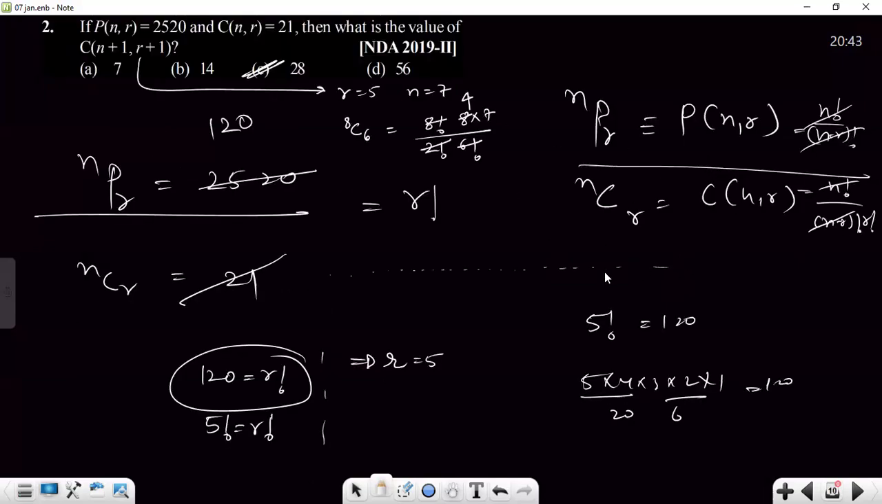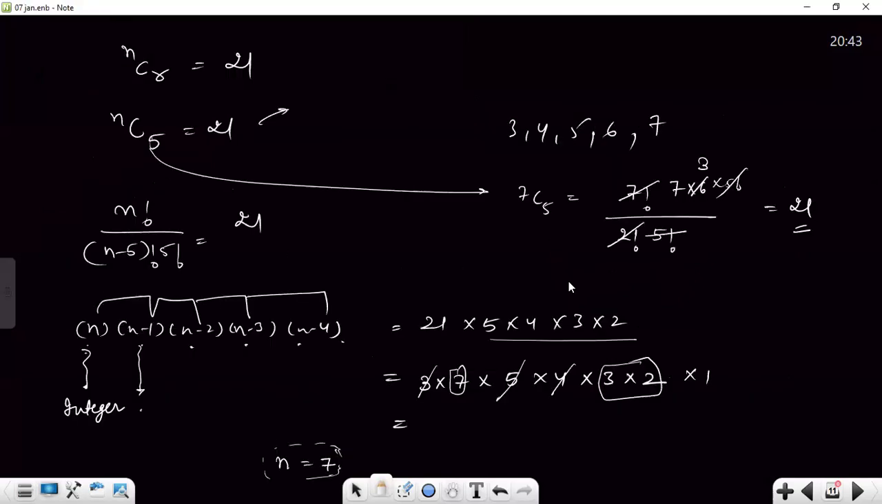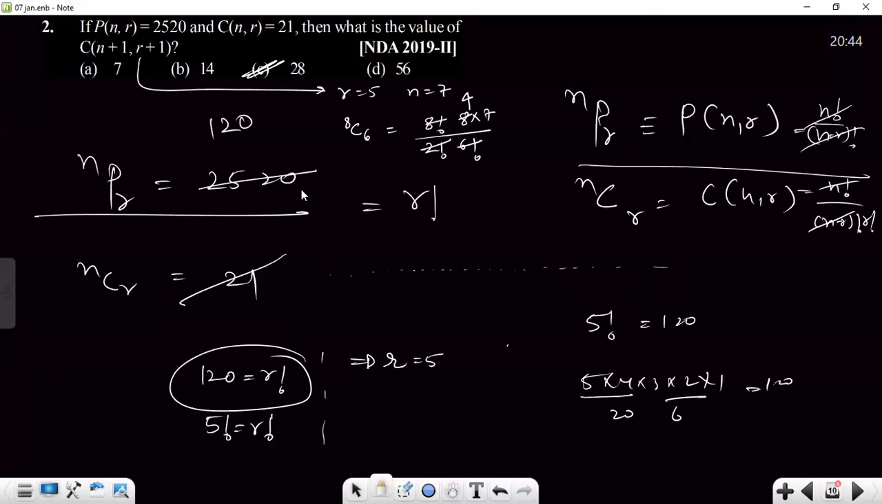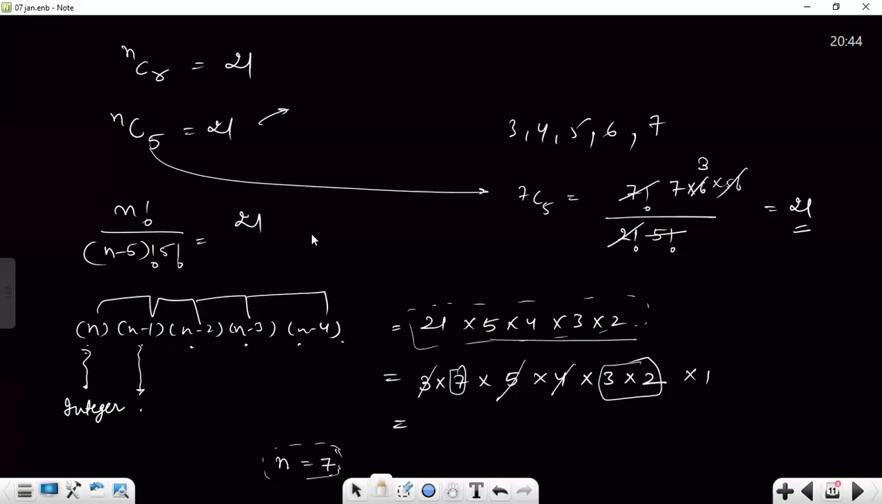Is that clear, everyone? And yes, n was coming as 10 earlier because we were equating it to this particular value here. That is why. And 5 factorial was down here. That is why n by this was coming. Is the question clear now? If there is any doubt, please ask. I'll explain it again. Is there any doubt?